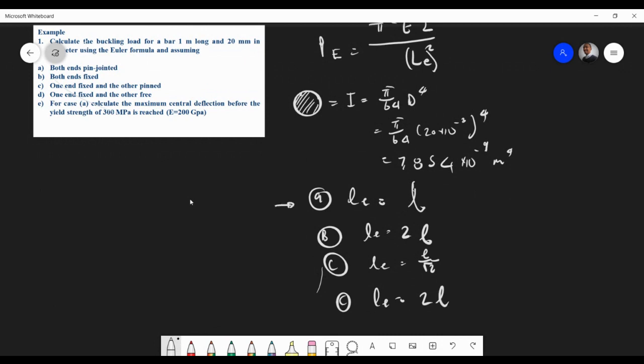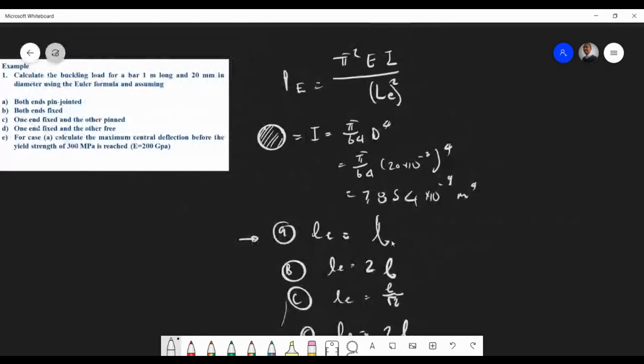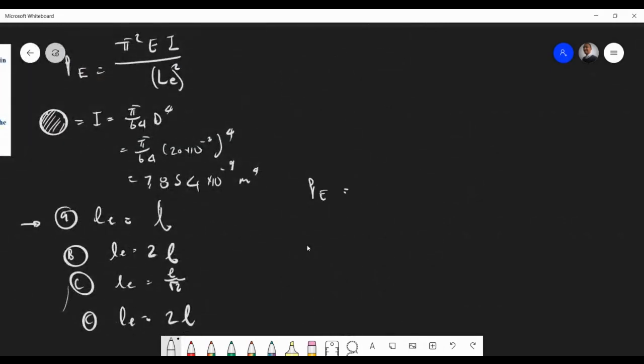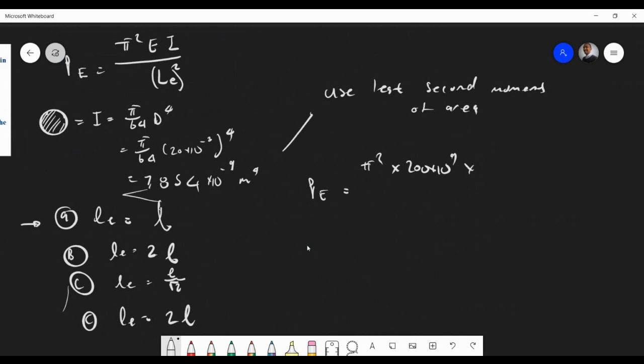So in this case, we have 1 meter. All we're going to do is write it like this: pi squared, we've got our elastic modulus. Luckily, it's the same on both axes. Always remember to use the least second moment. In this case, we're fortunate, that's 7,854. The shape is symmetrical, and like I said, L is going to change depending. So in the first case, L is going to be 1 squared, and let's get that answer here.